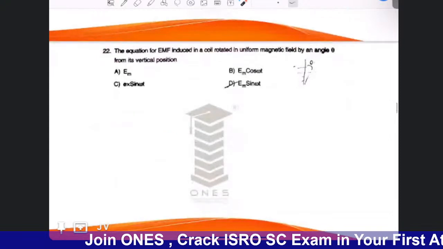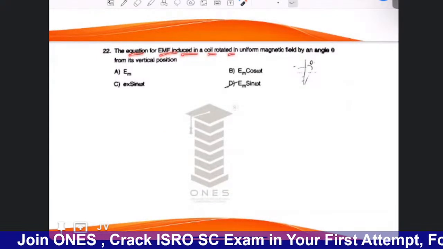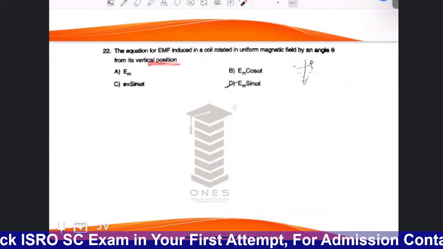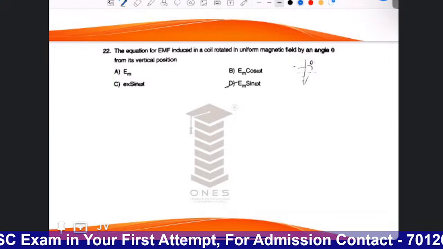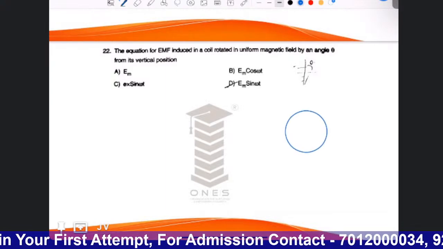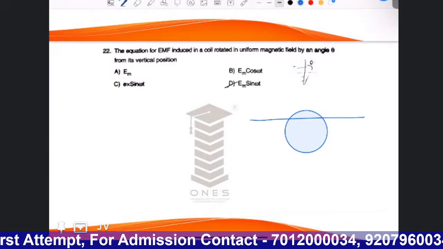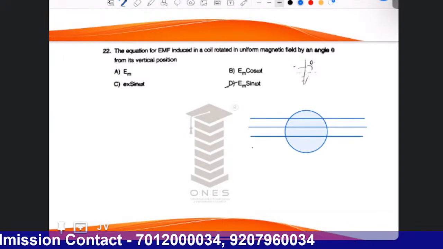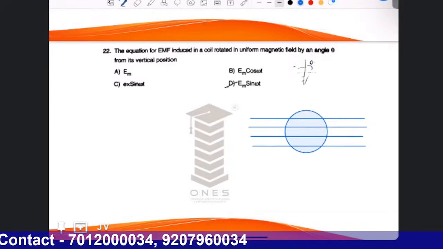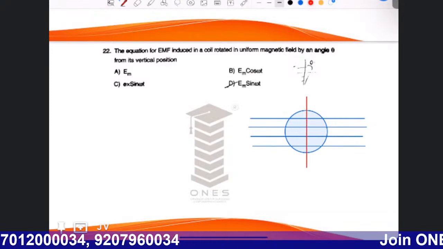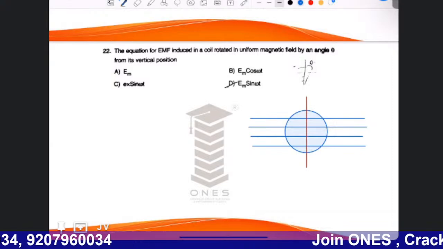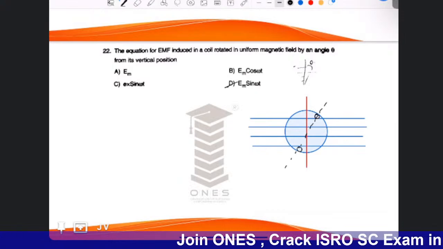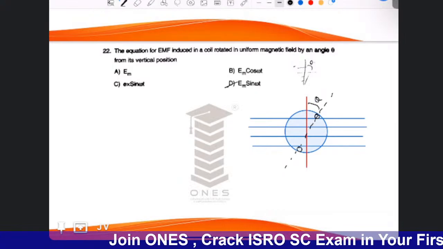Next, the equation of EMF induced in a coil rotated in a uniform magnetic field by an angle from its vertical position. അതായത് എന്തുണ്ട്? We have a coil. ഇതാണ് ഫ്ലക്സ് ഡെൻസിറ്റി B. ആൻഡ് നമ്മൾ ഈ കോയിലിന്റെ ആംഗിൾ മെഷർ ചെയ്യുന്നത് ഫ്രം വെർട്ടിക്കൽ പൊസിഷൻ അല്ലെ. സോ മേ ബി ദ കോയിൽ ലൈക്ക് ദിസ്. ദിസ് മേ ബി ദ കോയിൽ. സോ ഇതാണ് ദ ആംഗിൾ.